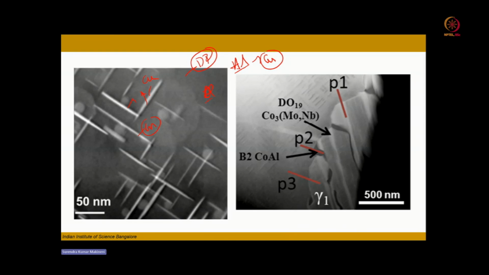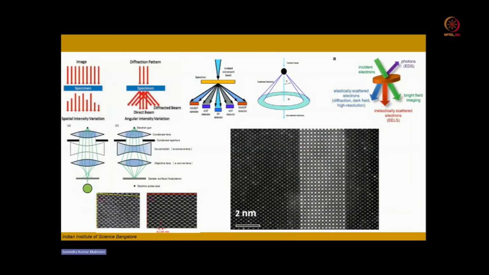Similarly, you can see that there are three regions here, P1, P2 and P3. P2 is related to Co-Al. P1 is related to the niobium rich phase, Co3 niobium, and P3 is the matrix. You can see that aluminum has a much lower atomic number than molybdenum and niobium. So that's why the P1 and P2 phases become much brighter, but the aluminum contrast is relatively darker. So these all scale up with your atomic number.